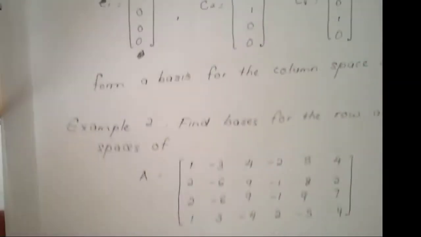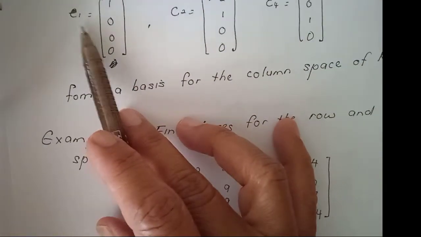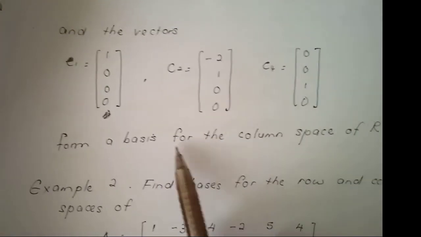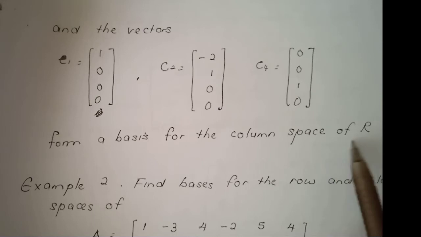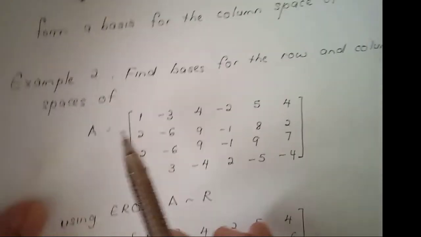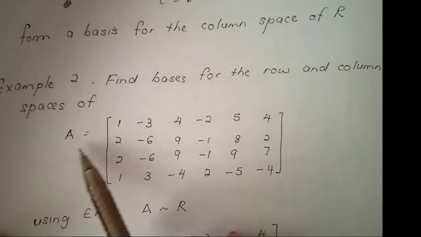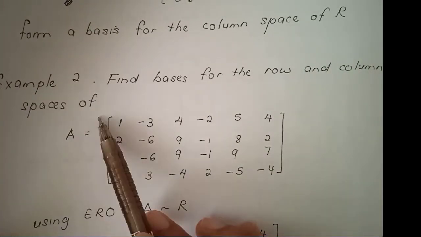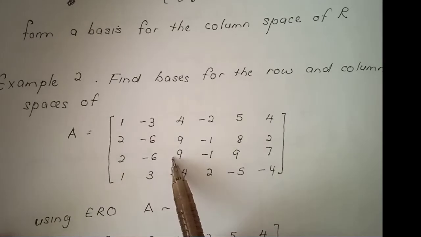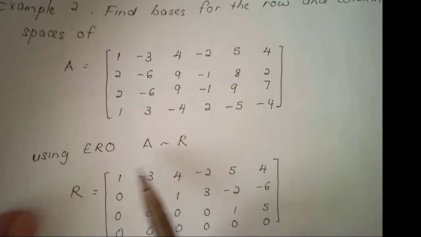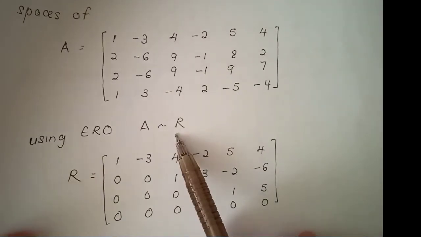And the vectors C1, C2, C4, in a matrix A in row echelon form, form a basis for the column space of R. Okay, example: find a basis for the row and column space of A. This one. Now, using ERO, transform this matrix into row echelon form.